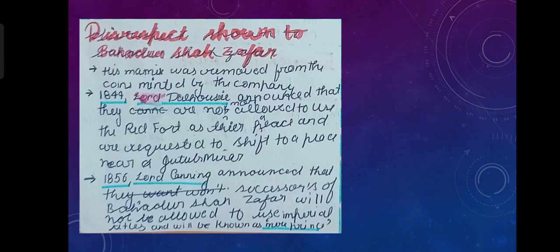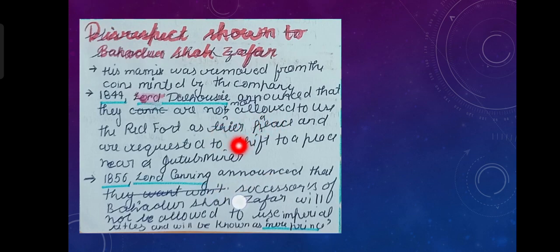The years and the name of the viceroy have to be remembered. They may be asked in MCQs as well as in two-marker questions. So just remember the year as well as the name of the viceroy. In 1849, Lord Dalhousie announced that they are not allowed to use the Red Fort.